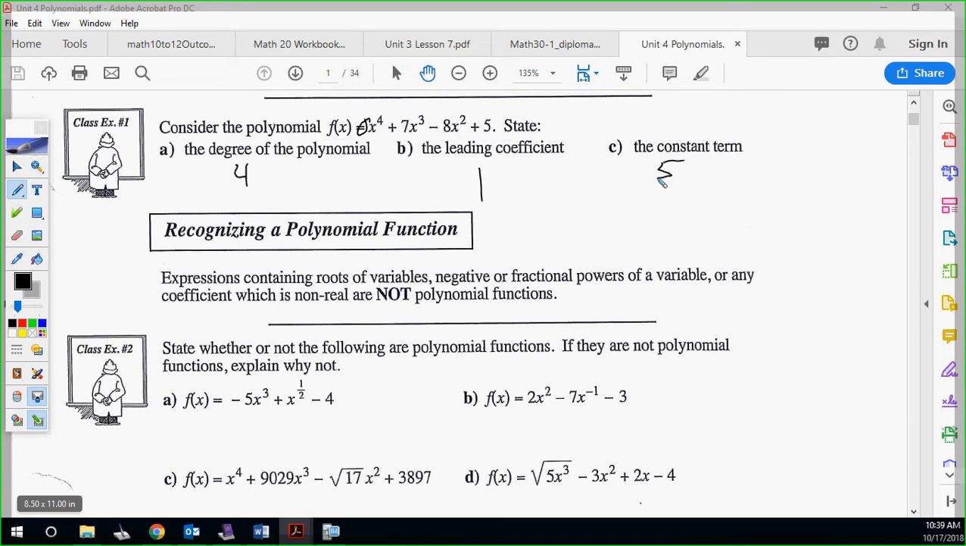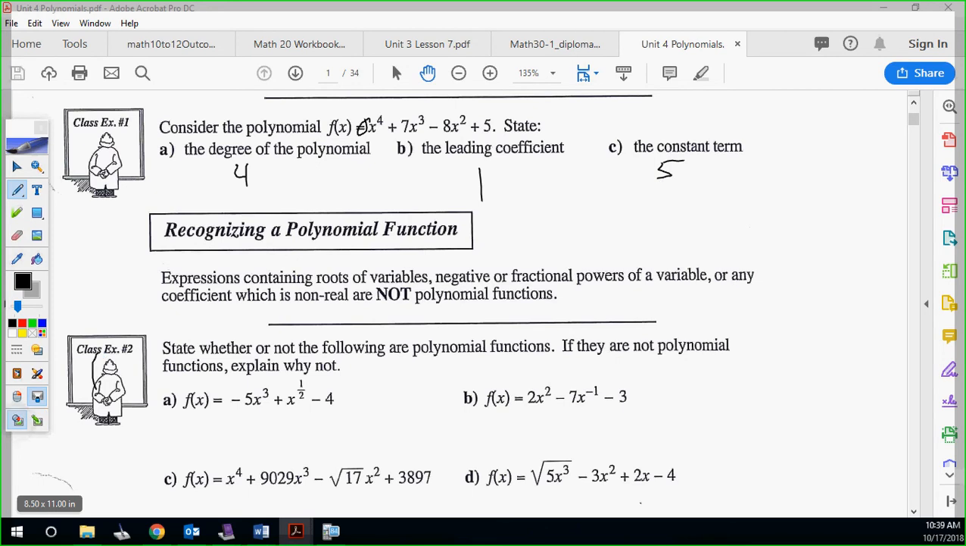Okay, so then recognizing a polynomial function. Expressions containing roots of variables, negative or fractional powers of a variable, or any coefficient which is non-real are not polynomials. So read that again. Expressions containing roots of variables, negative or fractional powers of a variable, or any coefficient which is non-real are not polynomial functions. So we've got to keep that stuff in mind here. We're going to talk about those right now.